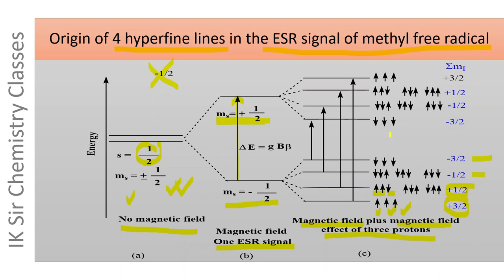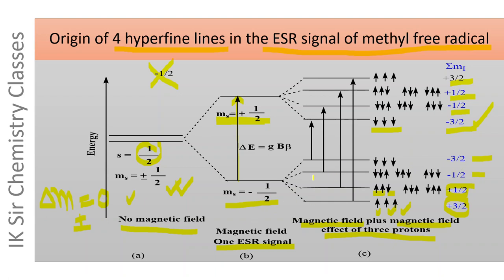Summation of mi values for three protons are given here: minus 3 by 2, where all the three protons have a spin in the downward direction, minus 1 by 2, minus 1 by 2, and minus 1 by 2; minus 1 by 2; plus 1 by 2; and plus 3 by 2. We have already explained in the previous video that only those transitions between these spin states are allowed which involve delta mi equal to 0. Accordingly, four transitions are possible involving delta mi equal to 0.